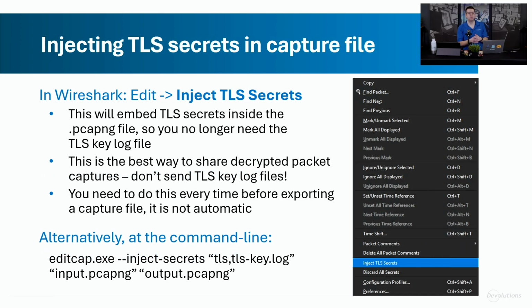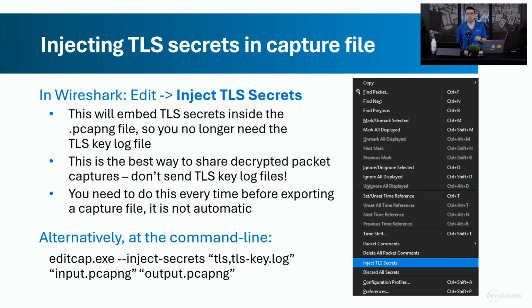Now, you have configured Wireshark to use your TLS premaster secret file. Problem is, you want to share those captures with other people. You don't want to just send a text file and have them every single time go to preferences, protocols, TLS premaster. It's way too painful.